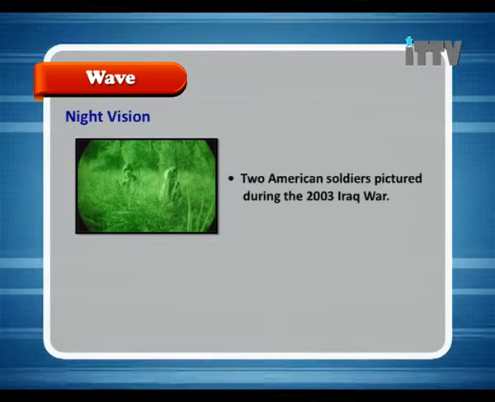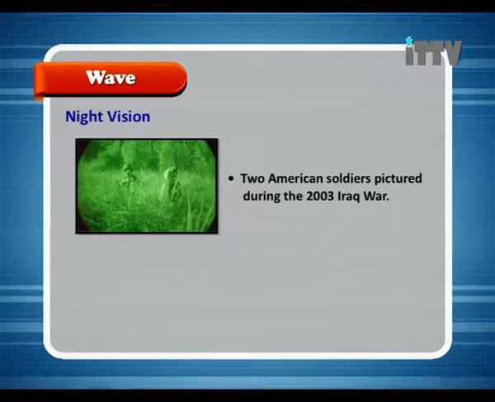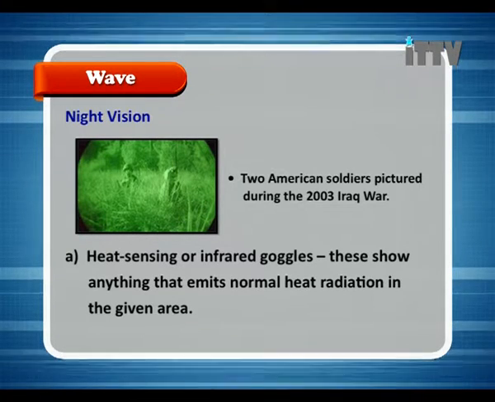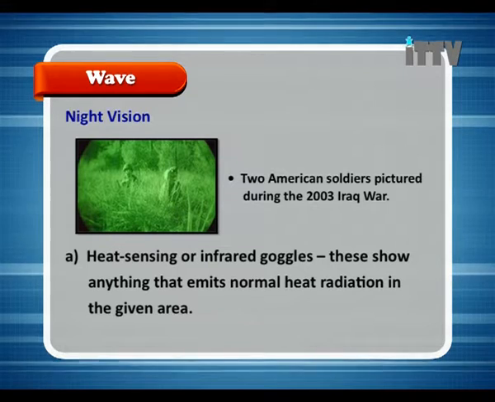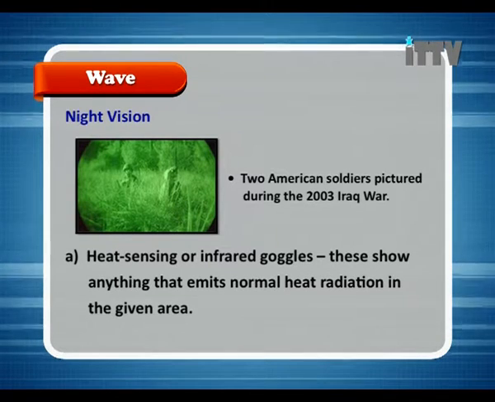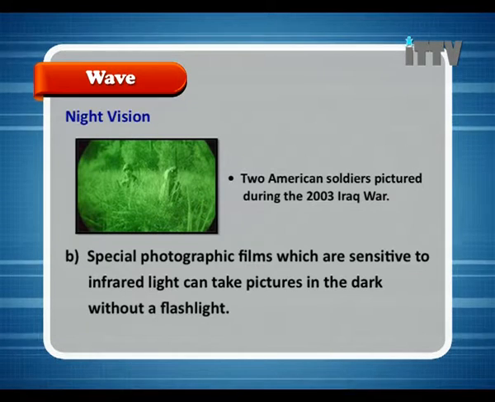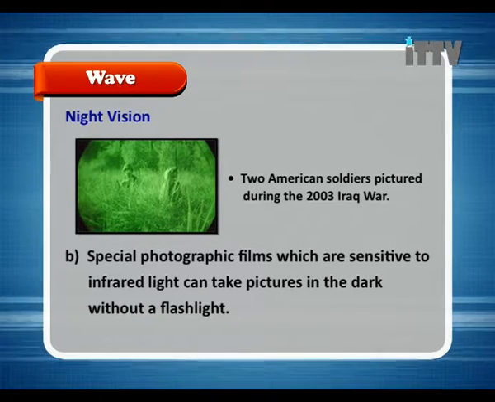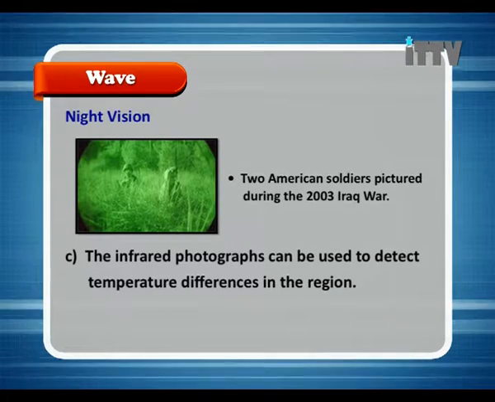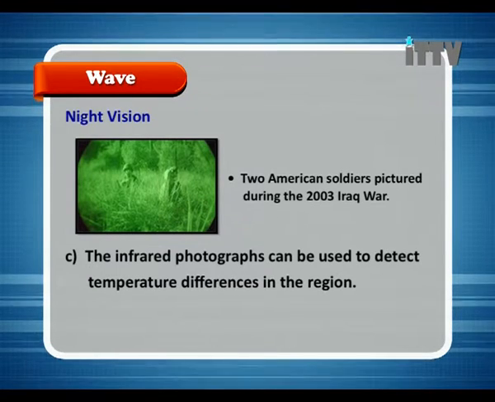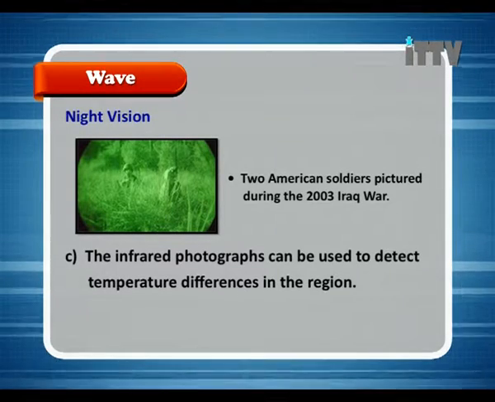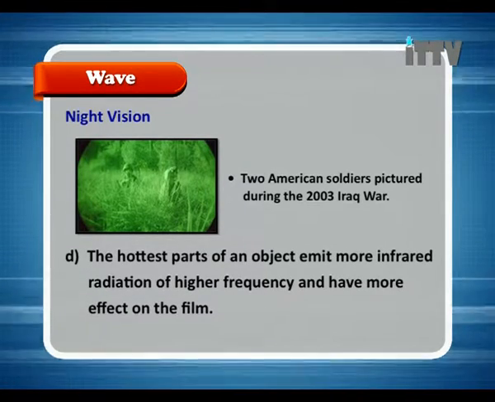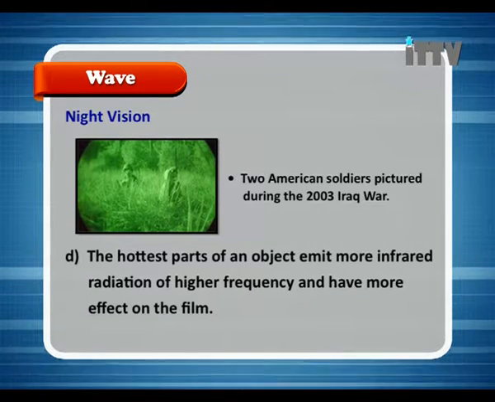Night vision. The picture shows two American soldiers pictured during the 2003 Iraq War. Heat sensing or infrared goggles show anything that emits normal heat radiation in the given area. Special photographic films, which are sensitive to infrared light, can take pictures in the dark without using a flashlight. These infrared photographs can be used to detect temperature differences in the region. The hottest part of an object emits more infrared radiation of higher frequency and has more effect on the film.